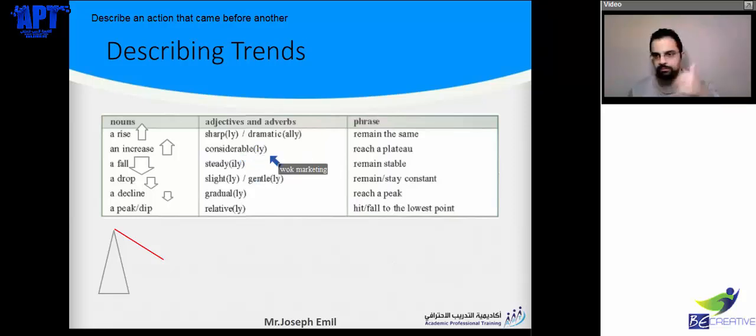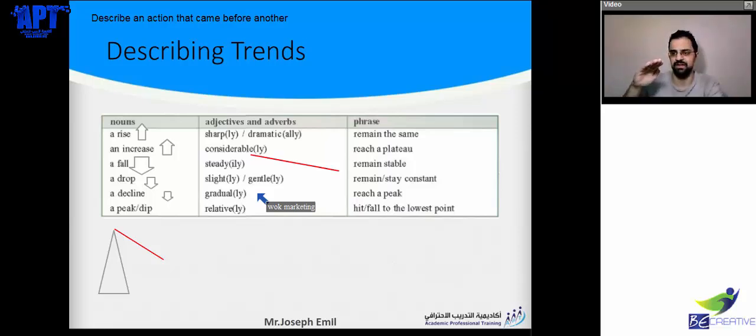Considerable, the one mentioned in the last slide, considerably. Steady, steadily. What's considerable? It's very sharp. But steady is, okay, it's a steady increase that is a straight line. It's not increase, decrease, increase, decrease, okay? Slightly, or slight, very small. Gentle, very small. Gradual also is like slightly.